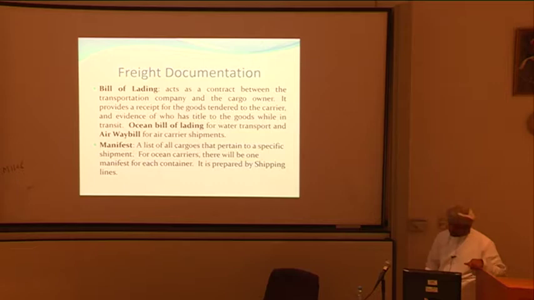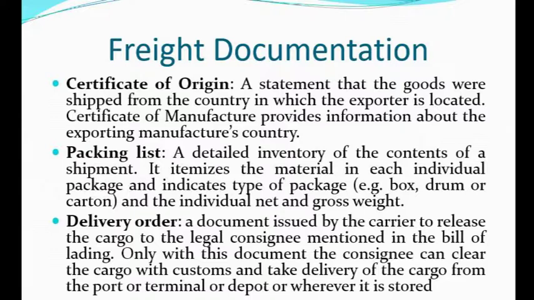Okay. You have then the certificate of origin, a statement that the goods were shipped from the end country in which the exporter is located. Certificate of manufacture provides information about the exporting manufacturer's country. It is prepared by the Chamber of Commerce at the point of origin. Okay, it specifies that the items are actually exported from the United States.